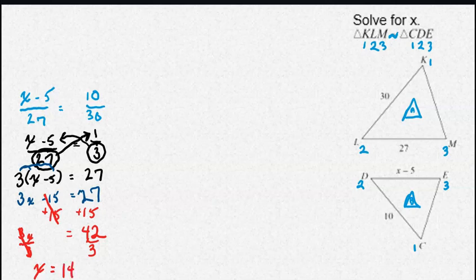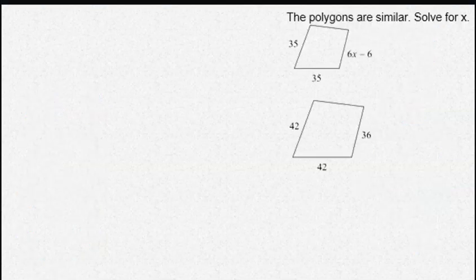Okay, let's take a look at the next example. In this example, we have similar polygons. Now, I definitely feel that similar triangles should be more of a focus than similar polygons, but these pop up all the time in math curriculums. The easiest way to do this is to figure out which sides correspond. In this case, thankfully, the orientation is the same.